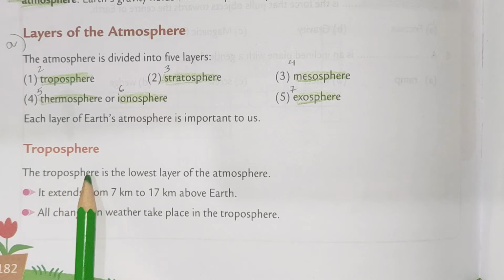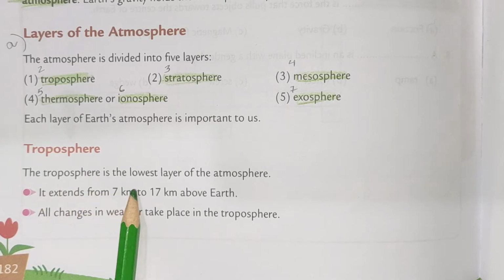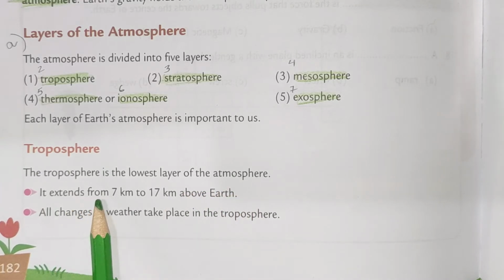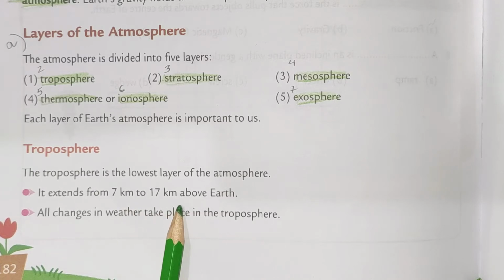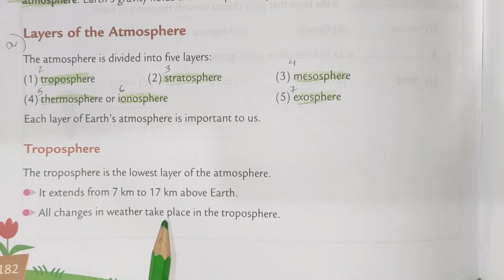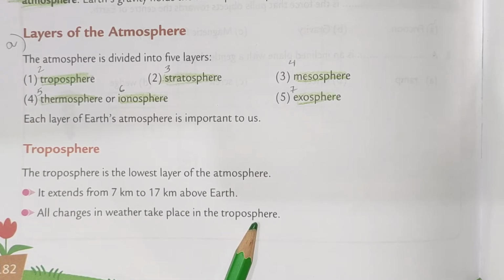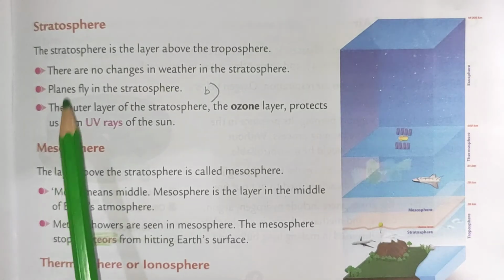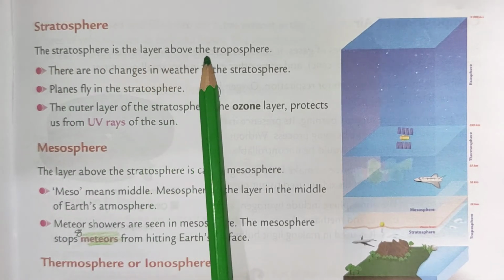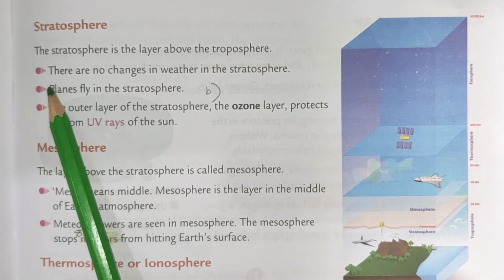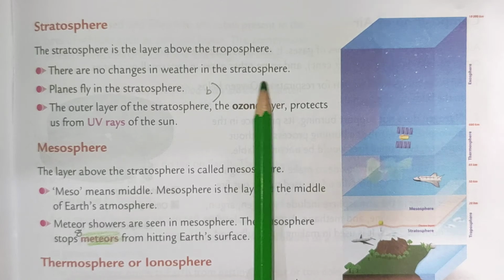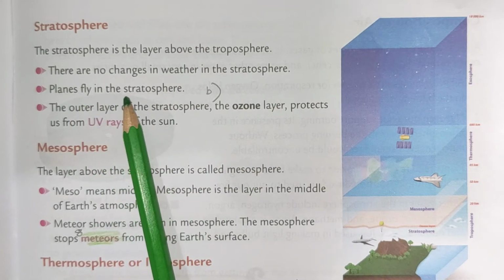The first one is troposphere. The troposphere is the lowest layer of the atmosphere. It extends from 7 kilometers to 17 kilometers above Earth. All changes in weather take place in the troposphere. The next layer is the stratosphere. The stratosphere is the layer above the troposphere. There are no changes in weather in the stratosphere. Planes fly in the stratosphere.